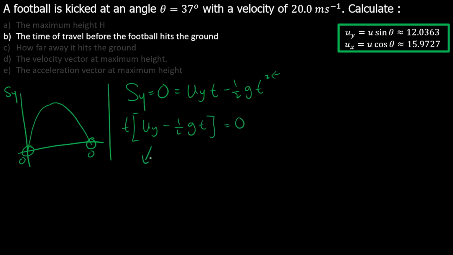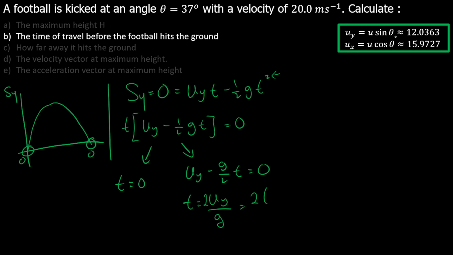So the first solution is t equals 0. And the second solution will be uy minus g over 2 t equals 0. So we can rearrange that for t and obtain, let's see what we get. We get t equals uy times 2 over g.